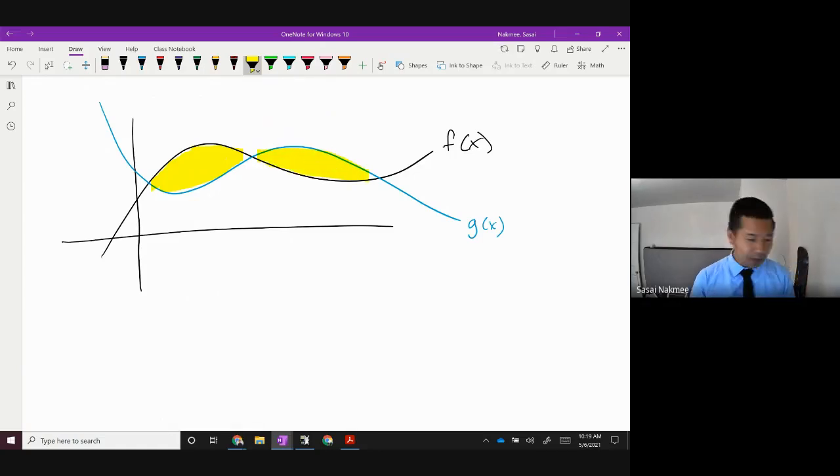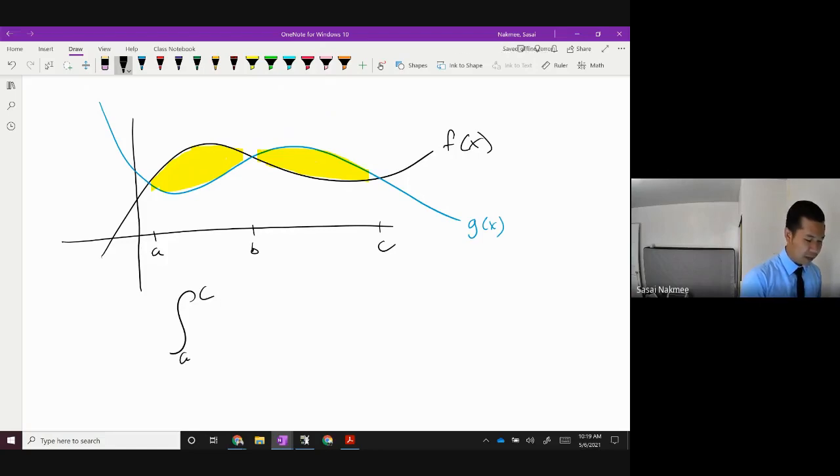Okay? If this ever comes across you, notice that your top function and your bottom function switch at a point. So let's call this point A. Let's call this point right here B. Let's call this point right here C. So I can't just do the integral from A to C, because the top function and the bottom function change in the middle.